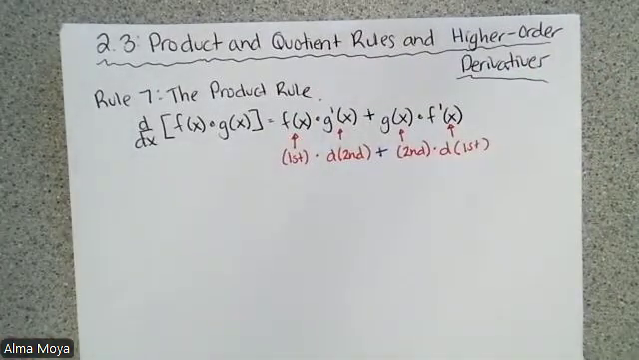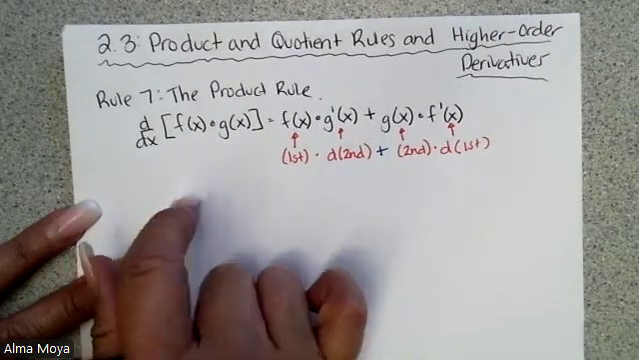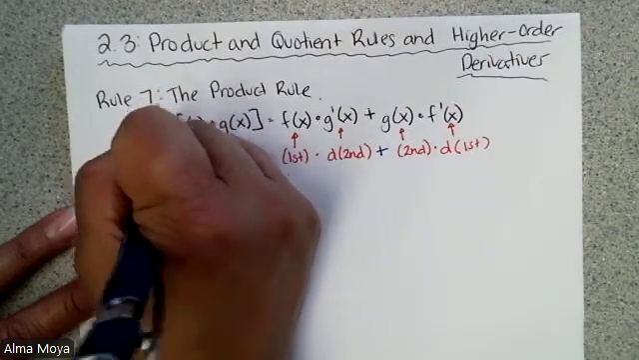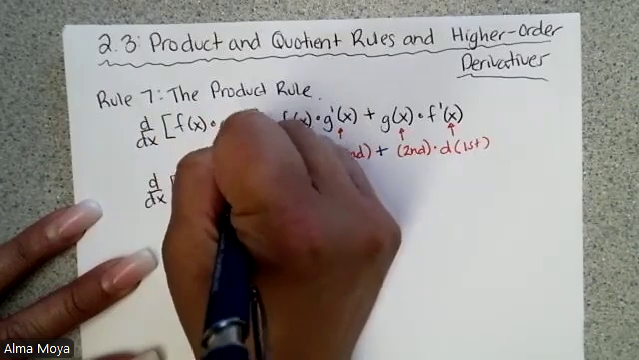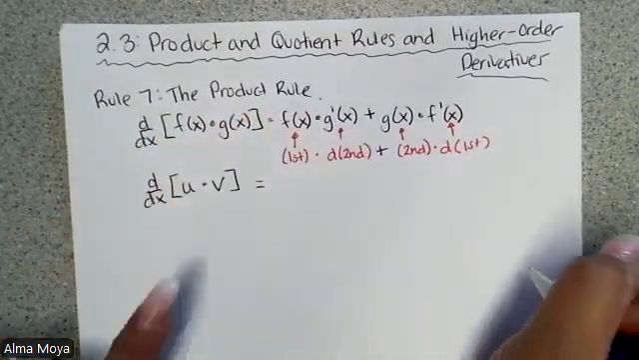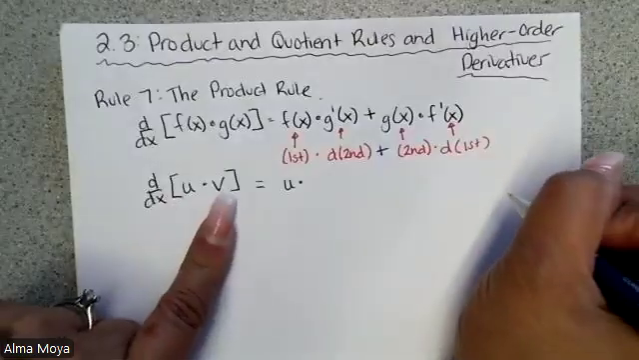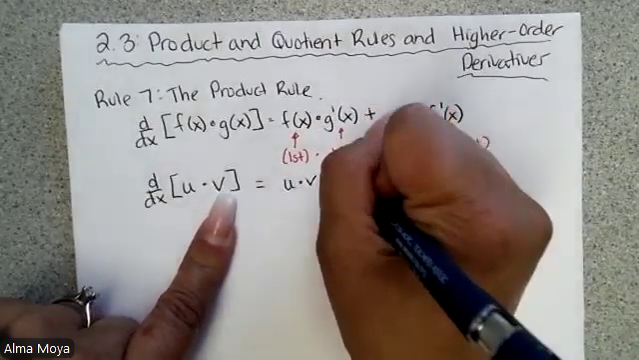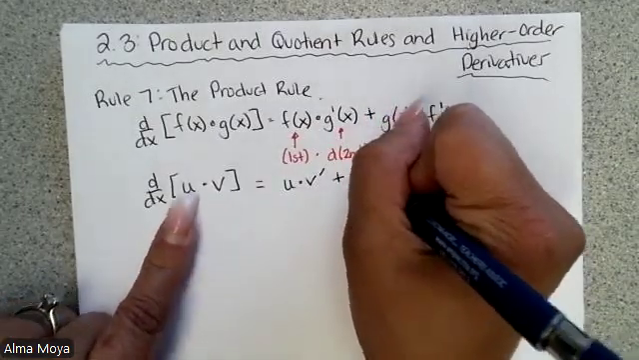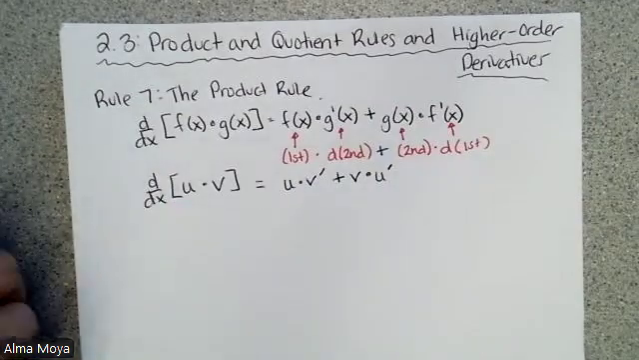Another notation that you might see is they might use function f of x as a u. So you might see it like this. Function u times function v. Basically, you leave the first one alone. So you leave that as a u. Then you take the derivative of v. So that's going to be v prime. Plus, then you keep the second one the same. And then you take the derivative of the first. That's another way you guys can see it.